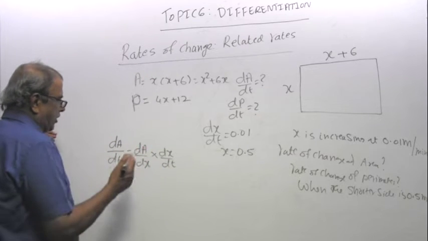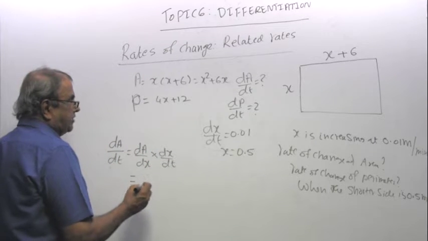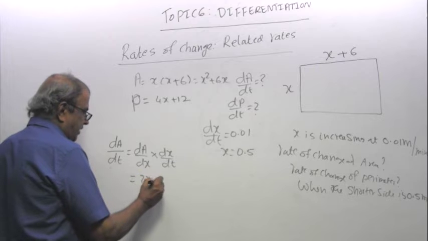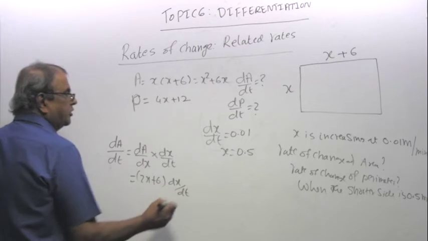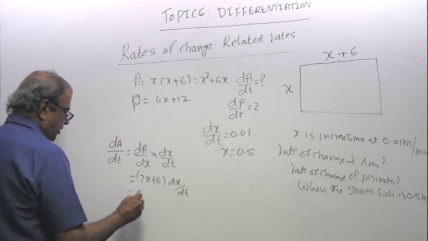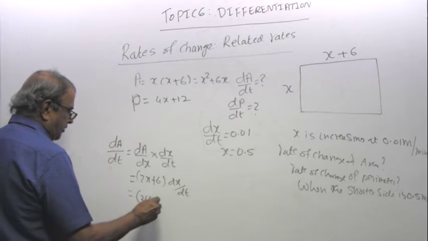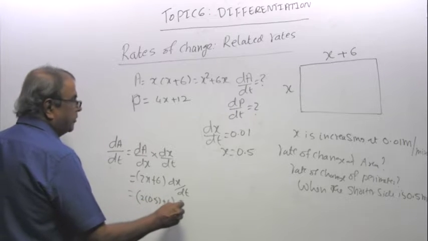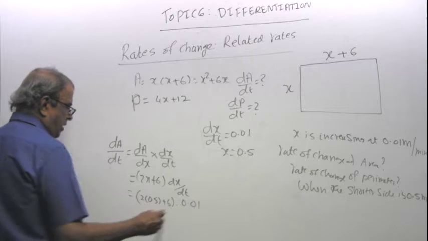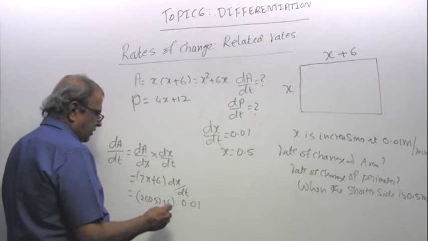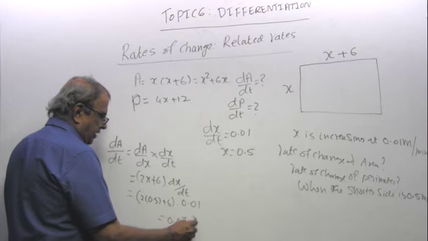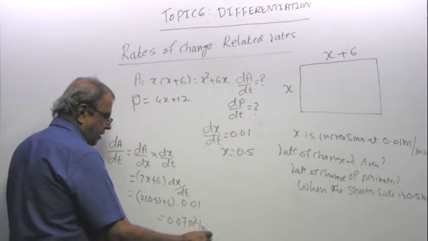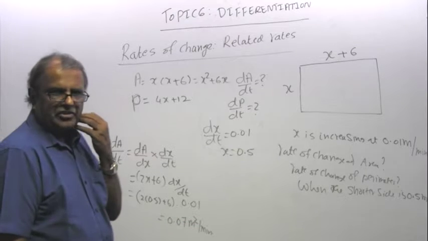Whatever you know, you substitute. dA by dx, I know, is 2x plus 6, times dx by dt. Now I know all the values. What is x? 0.5. So 2 times 0.5 plus 6, times 0.01. 2 times 0.5 is 1, 1 plus 6 is 7. So it is 0.07 meters squared per minute. That's the rate at which the area is changing.